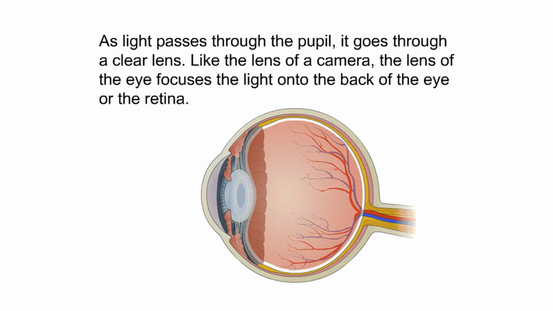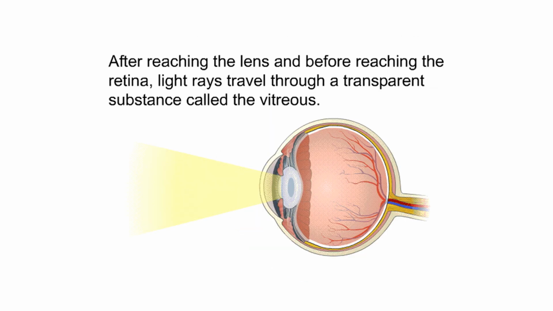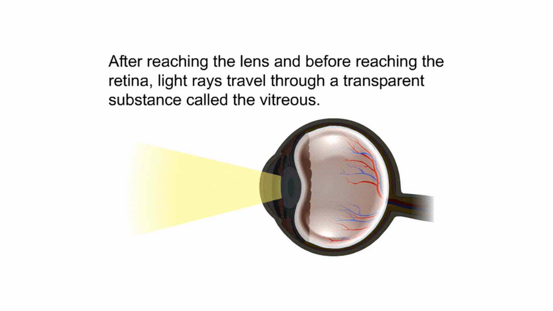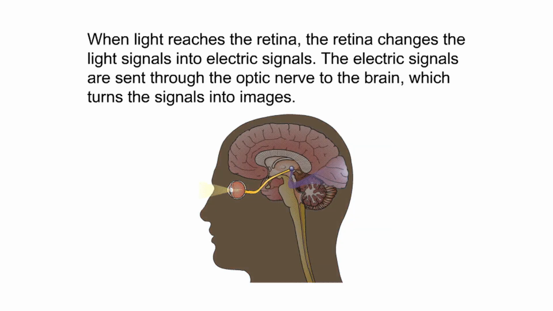As light passes through the pupil, it goes through a clear lens. Like the lens of a camera, the lens of the eye focuses the light onto the back of the eye, or the retina. After reaching the lens and before reaching the retina, light rays travel through a transparent substance called the vitreous. When light reaches the retina, it changes the light signals into electric signals. The electric signals are sent through the optic nerve to the brain, which turns the signals into images.